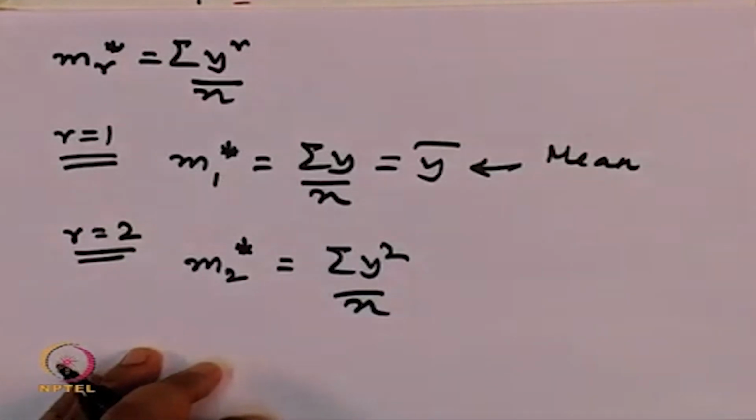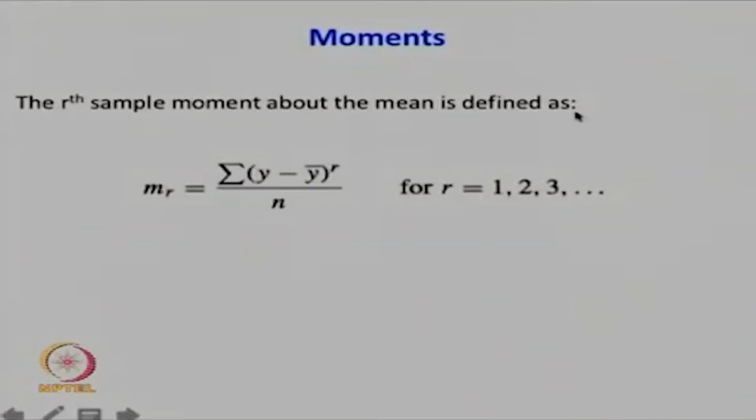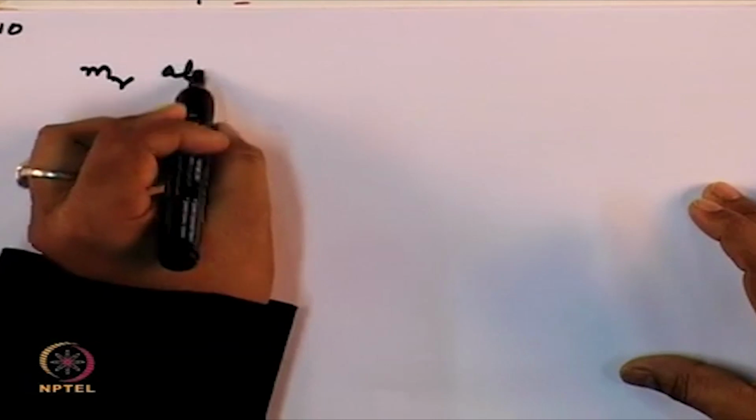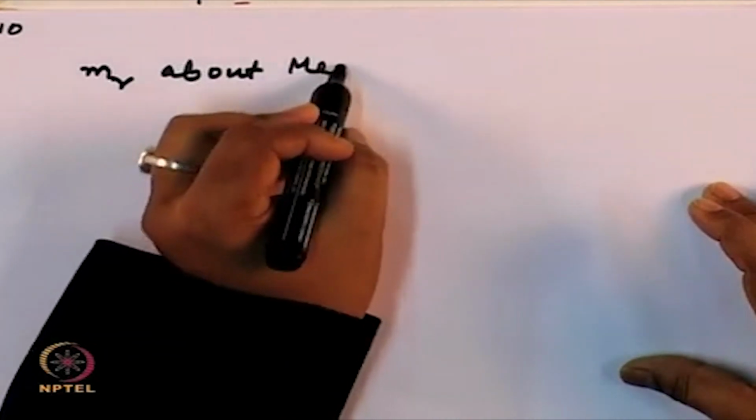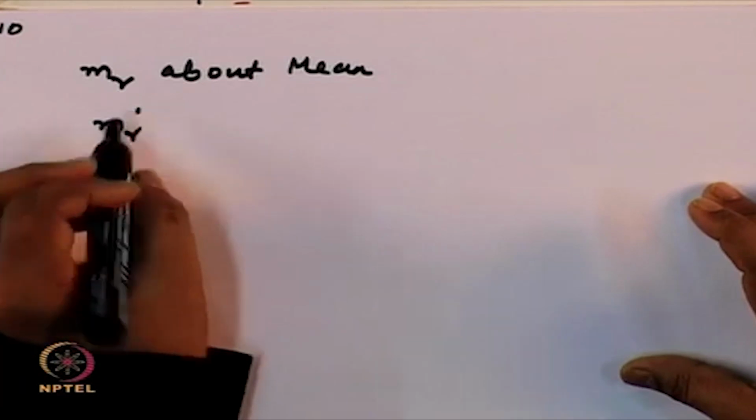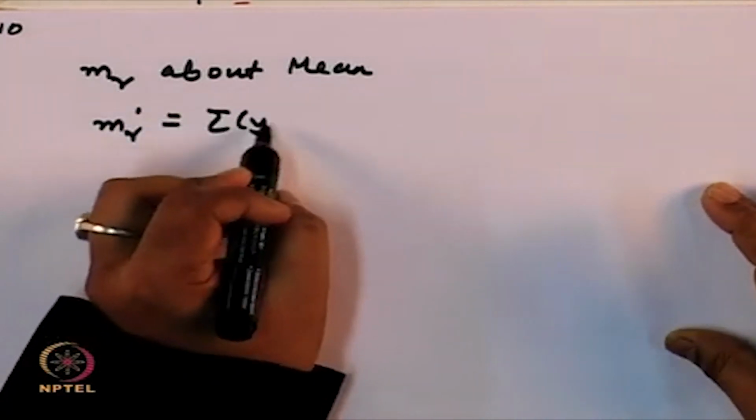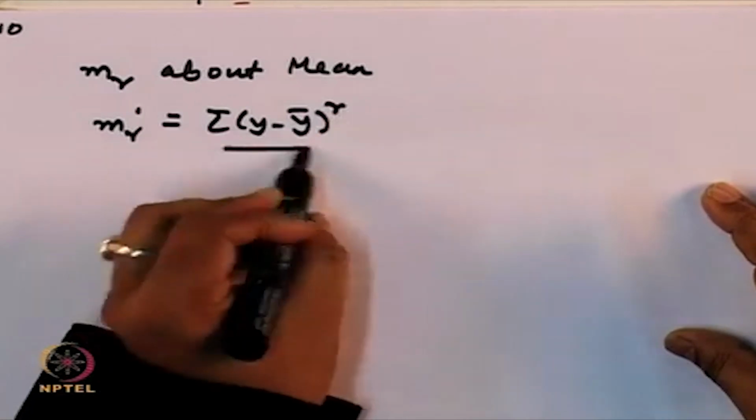So in other words, the rth sample moment about the mean would have this value: mr is equal to summation y minus y bar whole to the power r by n. Okay. So m2 about 0 is y square. If for mr about 0 I put y bar equal to 0, I have y to the power r. So for mr about the mean, mr is defined as summation y minus y bar whole to the power r by n.